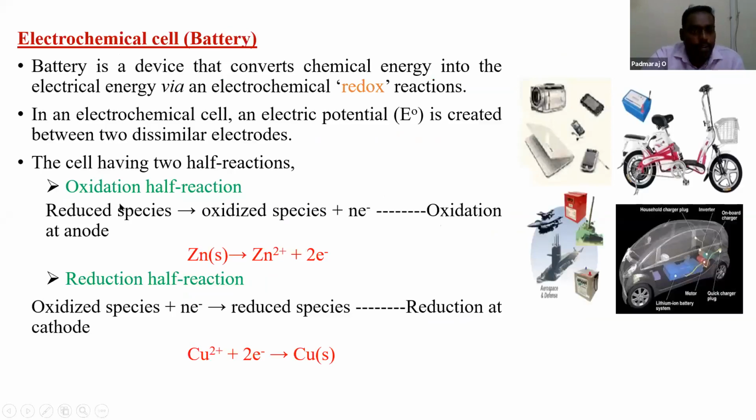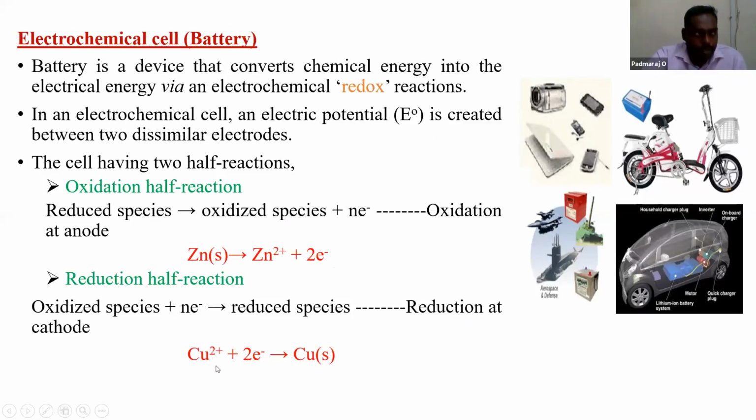Here, as I already told you, two reactions occur. The cell has two reactions: oxidation reaction and reduction reaction. The oxidation reaction occurs at the anode, and the reduction reaction occurs at the cathode. Here, for example, I am giving the reaction as well. We have a zinc electrode. Zinc releases 2 electrons, forming zinc 2 plus ions.